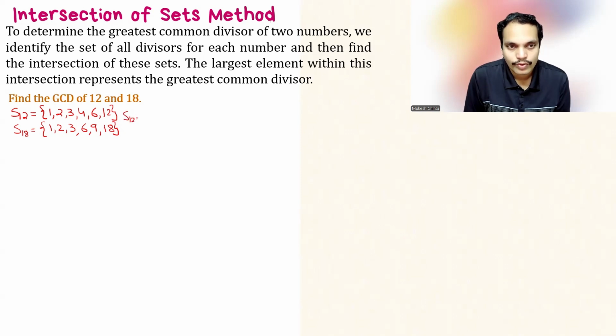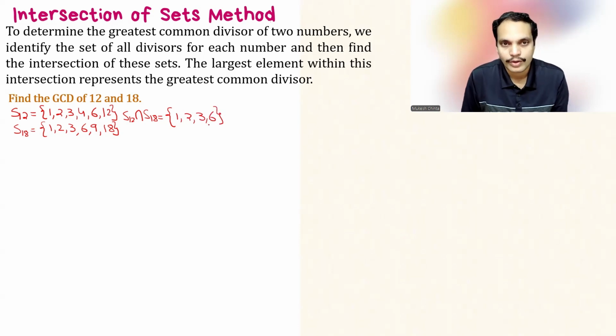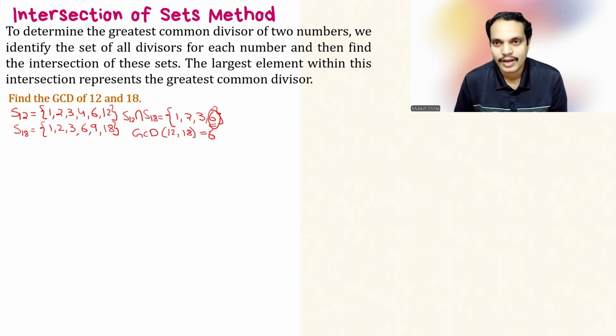So for the sets of 12 and 18, what are the common values? 1, comma, 2, comma, 3, comma, 6. So if you pick up the common values, the largest element in this set is your GCD. So the GCD of 12 and 18 is 6. This is quite a simple method and it works well if you are dealing with smaller integers, not large ones.